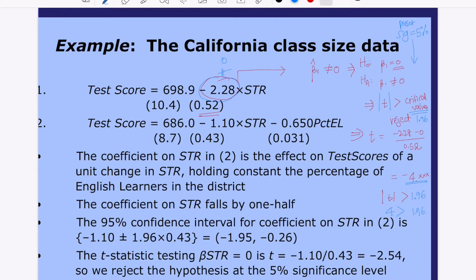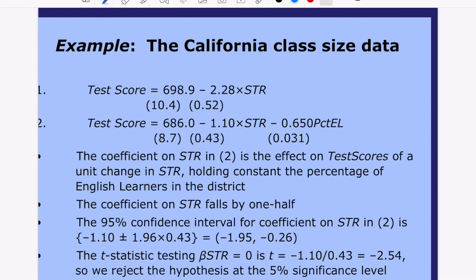Okay, so what about two regressors? We have to make the condition of holding other variables constant. So let's look at it. If you look here, we want to start from STR. What is the coefficient? We call it the slope of TS on STR, holding PCTEL constant. So we want to know the change of TS according to STR while PCTEL is not changing.